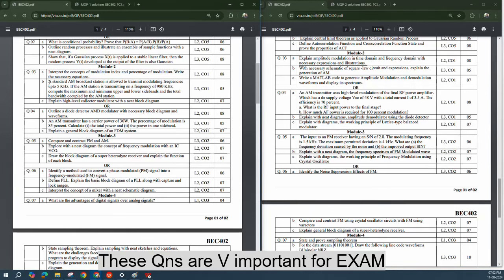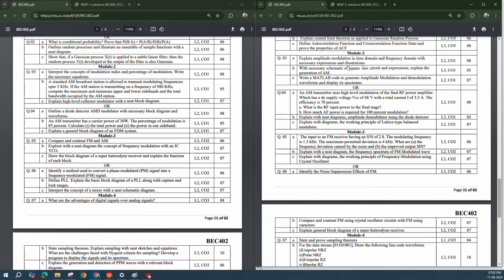And then here they have given a problem on AM. You need to solve and calculate the minimum and maximum upper and lower side bands and the total bandwidth occupied by the AM station. And here they have asked to write the square law circuit and expressions and explain the generation of AM. And explain high level collector modulator with a neat diagram.